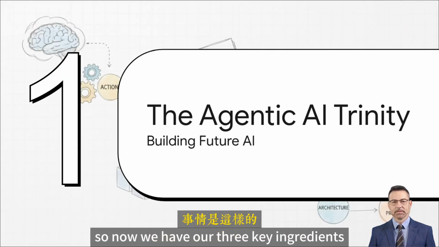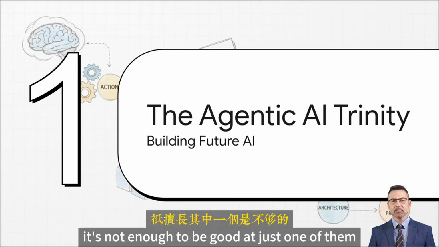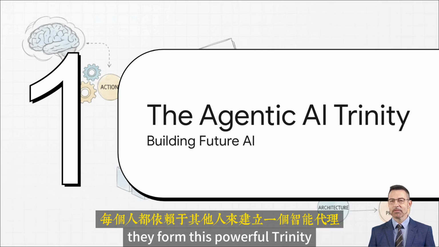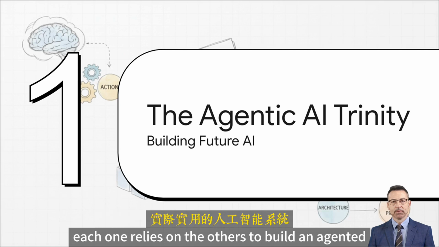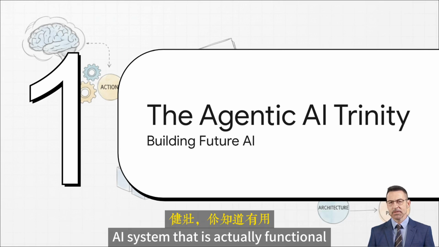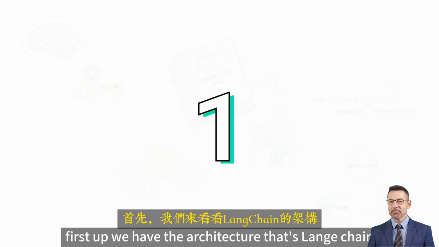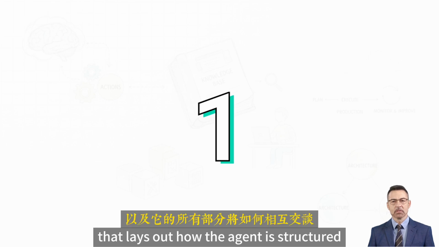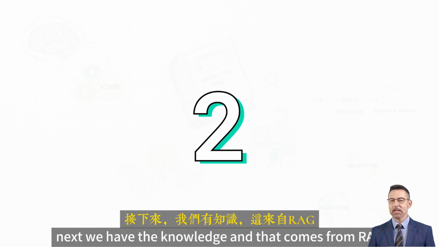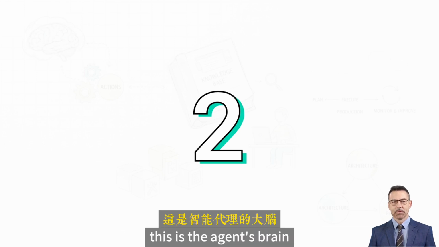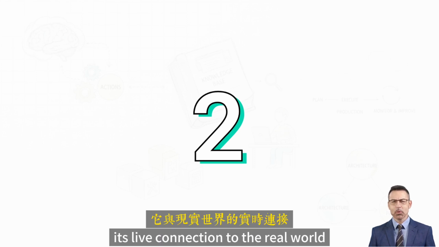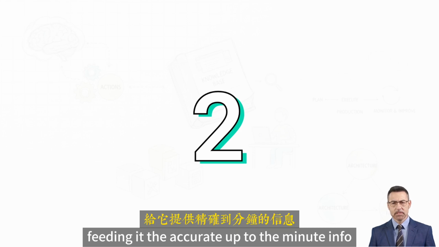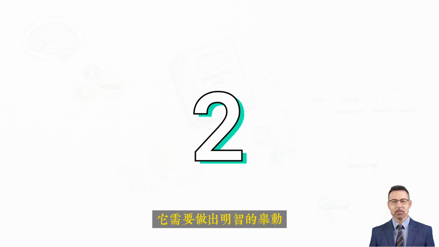So now we have our 3 key ingredients. And here's the thing, it's not enough to be good at just one of them. They form this powerful trinity. Each one relies on the others to build an agentic AI system that is actually functional, robust, and useful. First up, we have the architecture, that's LangChain. This is the skeleton, the fundamental blueprint that lays out how the agent is structured and how all its parts are going to talk to each other. Next, we have the knowledge, and that comes from RAG. This is the agent's brain. Its live connection to the real world, feeding it the accurate, up-to-the-minute info it needs to make smart moves.